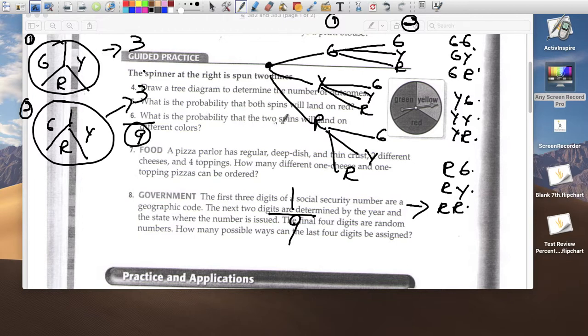What's the probability that the 2 spins will land on different colors? Well, different colors will be this one, they're different. This one, they're different. This one, they're different. Yellow and red. Yellow and green is different. Green and red, and green and yellow. So all those, 1, 2, 3, 4, 5, are different colors. The other ones are green and green, so it doesn't count. Yellow and yellow doesn't count, and red and red doesn't count. So I have a 5 out of 9 chance of landing on a different color.